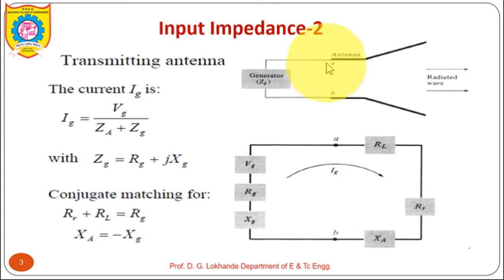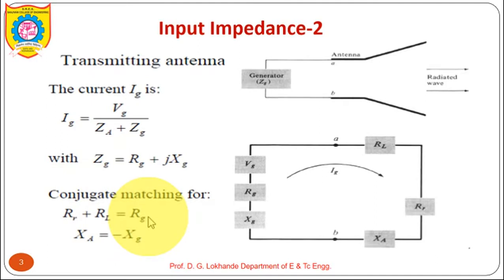So finally, if you see the equivalent circuit in a closed loop manner, the current flowing through the circuitry is Ig. So for the transmitting antenna, the current Ig can be calculated as Vg upon ZA plus Zg, with Zg equal to Rg plus jXg. So conjugate matching for that is RR plus RL equal to Rg.